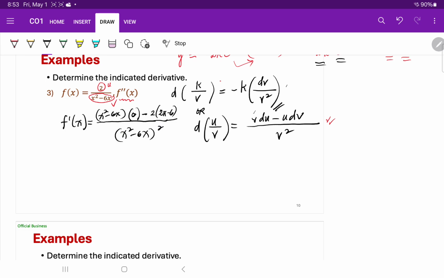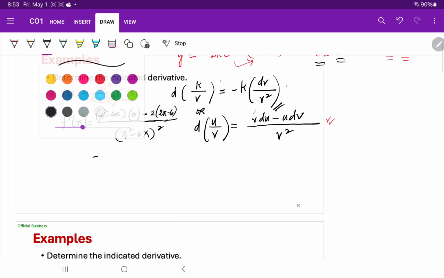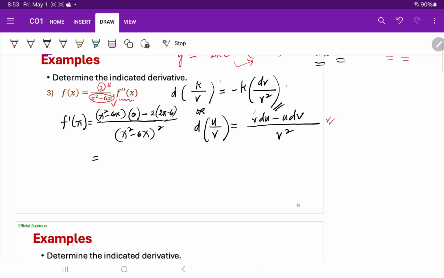Right? So again, we use this one, u over v. So v du, v is x squared minus 6x. Derivative of 2 is 0. Minus 2 times the derivative of x squared minus 6x, which is 2x minus 6, divided by v squared. So, therefore, when you multiply this, this is already what? 0. So, what's left in the numerator? Here we could factor out 2. So, 2 times 2 is negative 4. Then you have x minus 3.